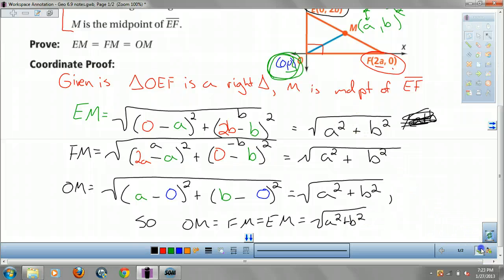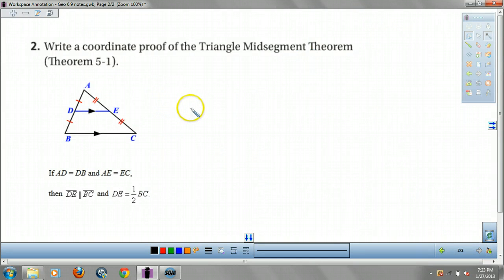Slide 1 check. Slide 2, here we go. Now a coordinate proof of the triangle mid-segment theorem. Here's a quick reminder of what that says. I know I didn't put it in your notes, I apologize. If you have a triangle and you connect the midpoints, then the segment is parallel to the third side and half the size. So there are 2 things to prove. This is your given. 2 things to prove.